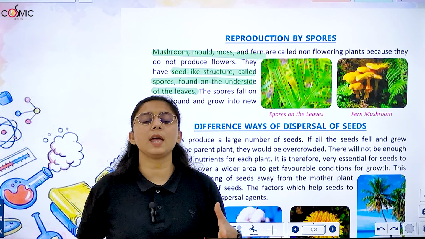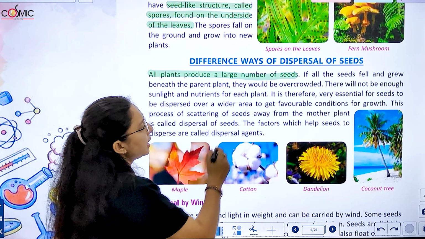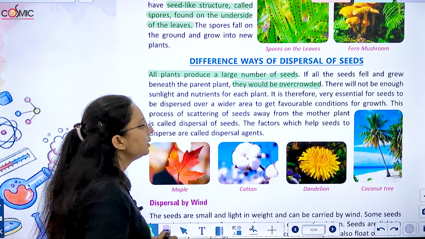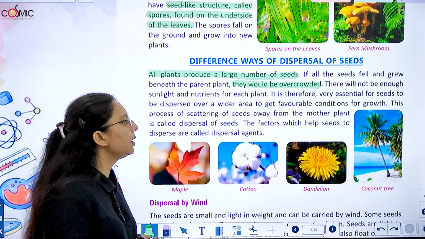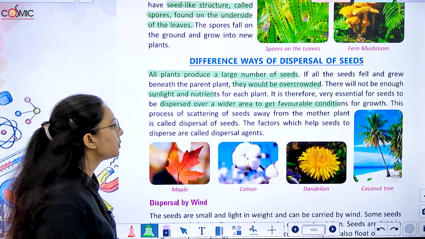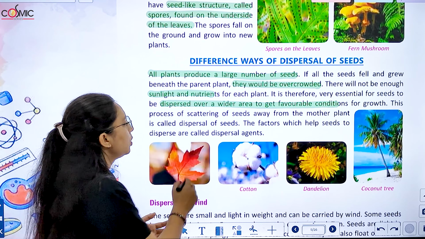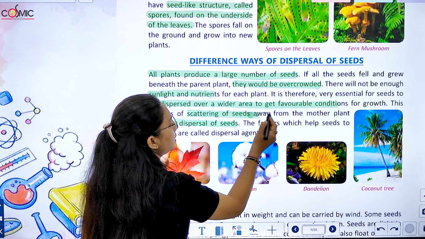Now, what are the different ways? All plants produce a large number of seeds. If all the seeds fell and grew beneath the parent plant, then what would happen? They would be overgrown, and the plants would not get a proper amount of nutrients and sunlight. Therefore, it is very essential for seeds to disperse over a wide area to get favorable conditions. The process of scattering of seeds from the mother plant is known as dispersal of seeds.